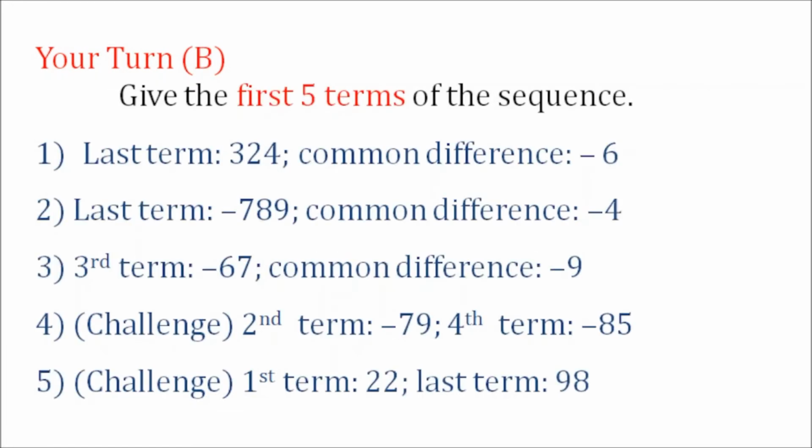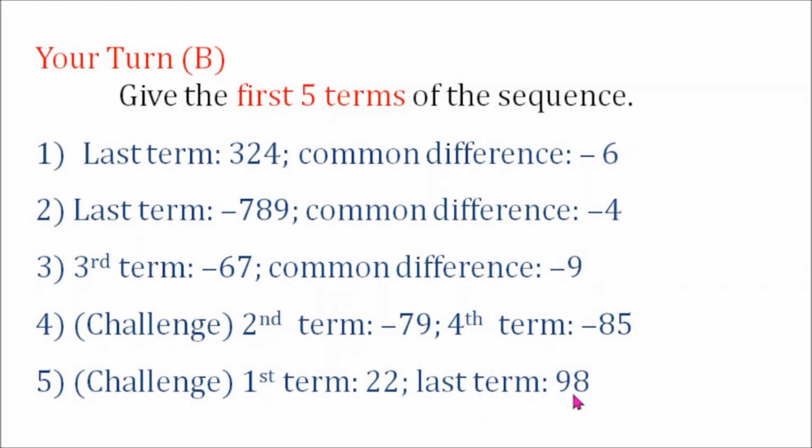Now, your turn, part B. Give the first 5 terms of the sequence. Number 1, the last term is 324, the common difference is negative 6. Number 2, the last term is negative 789, and the common difference is negative 4. Number 3, third term is negative 67, and the common difference is negative 9. And number 4, a challenge question, second term is negative 79, and the fourth term is negative 85. Another challenge question, this is item number 5, first term is 22, the last term is 98.